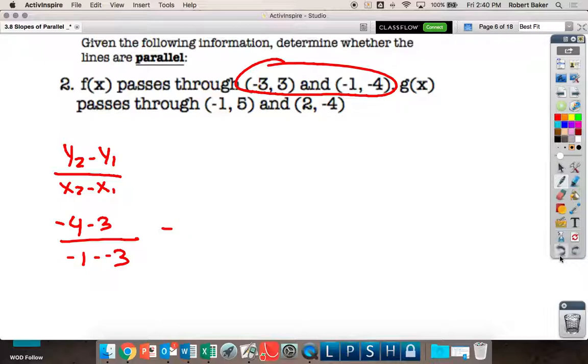I don't know, you confused me. What is it? -7/2. Okay, the red line has a slope of -7/2. I must establish the slope of the blue line.